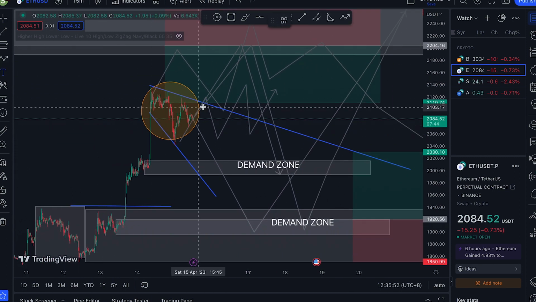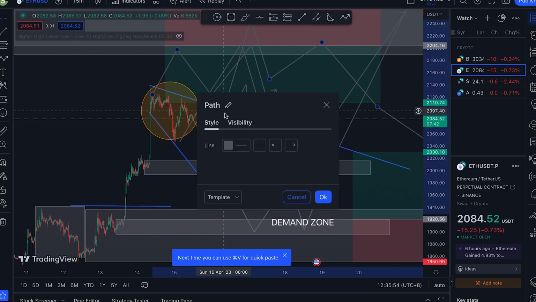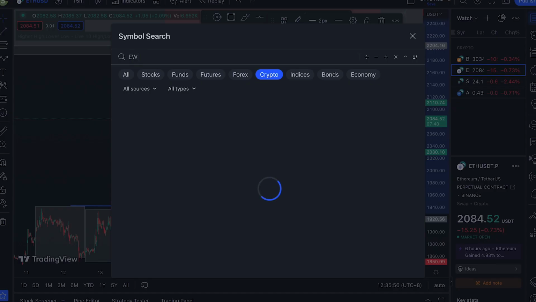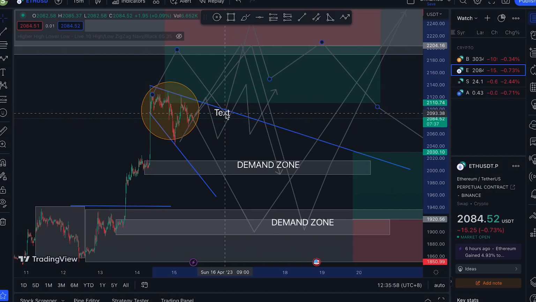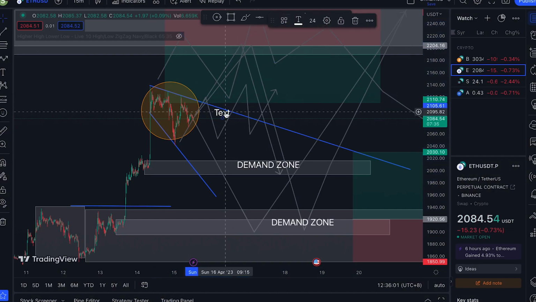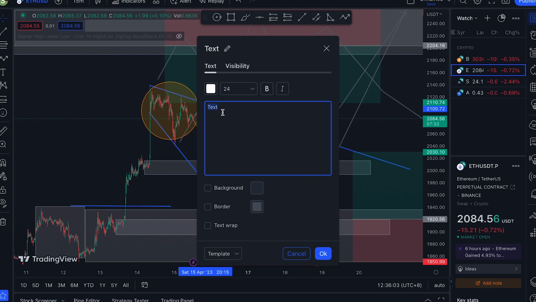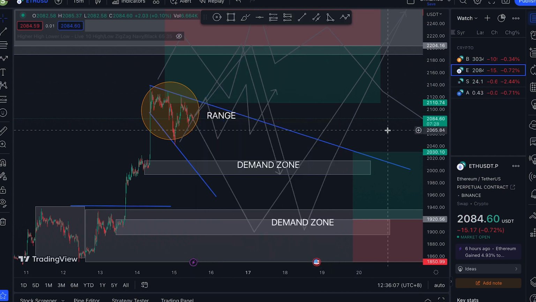This right here is just a range trade. It's fun. That's just a range right there. Expectation.